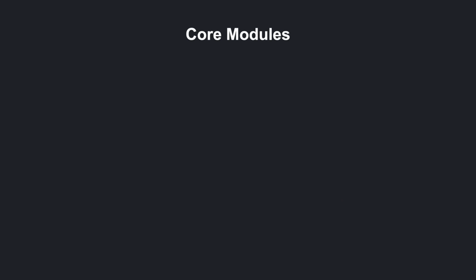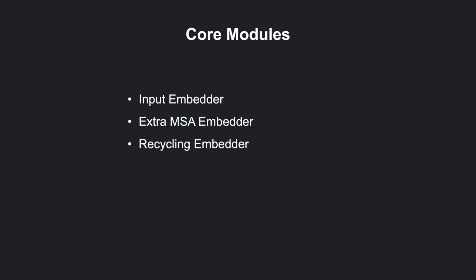The complete AlphaFold model consists of 6 modules. First, we have the Input Embedder. This module passes the extracted features through linear layers to create their embeddings. Second, the Extra MSA Embedder. Similar to the Input Embedder, it processes the Extra MSA feature. Third, we have the Recycling Embedder. This integrates outputs from previous model iterations into the current prediction.